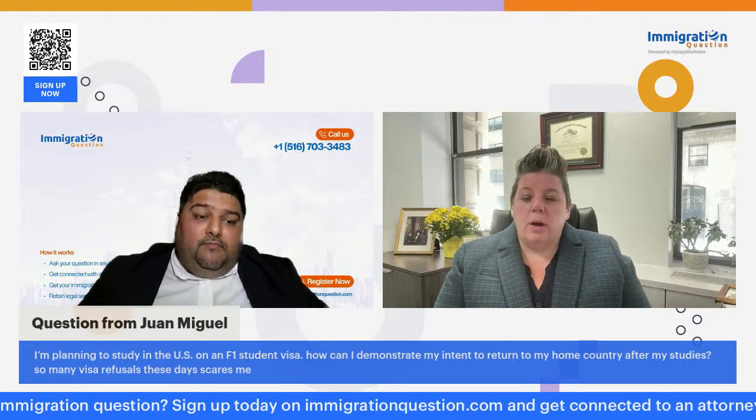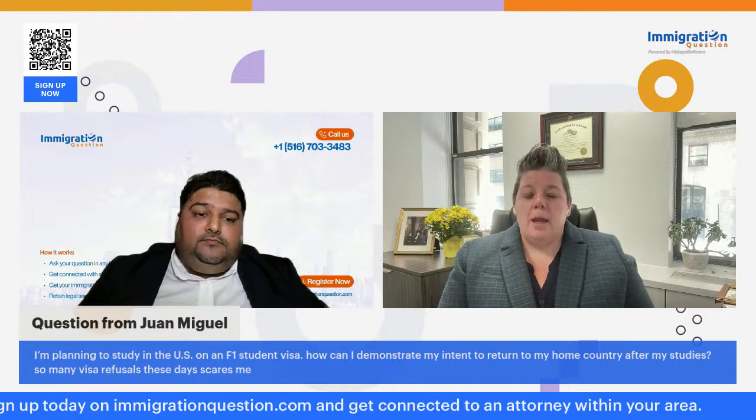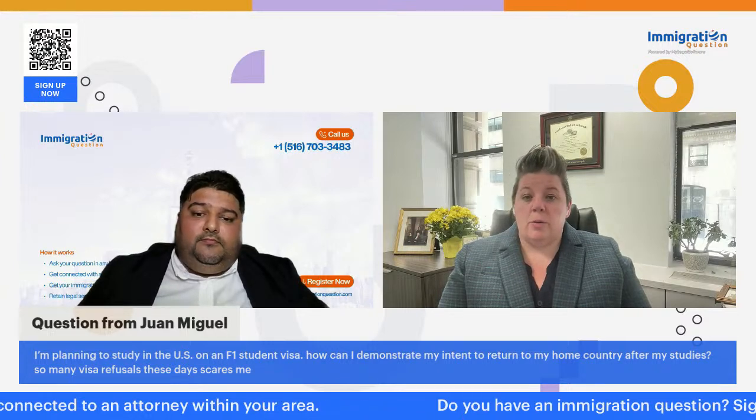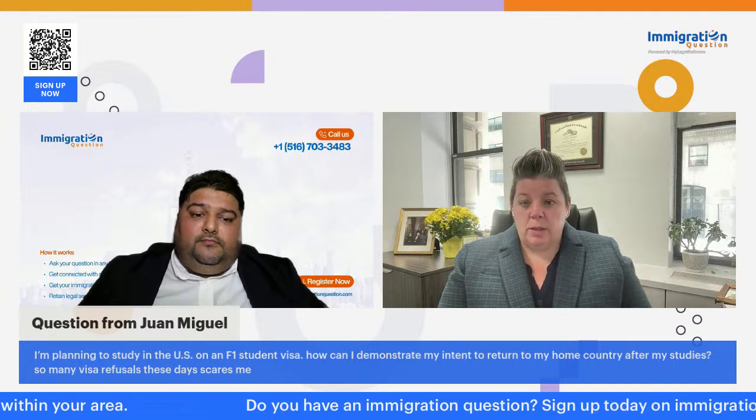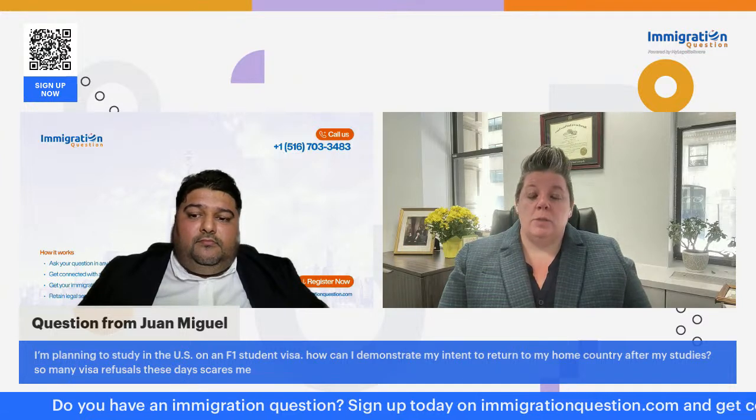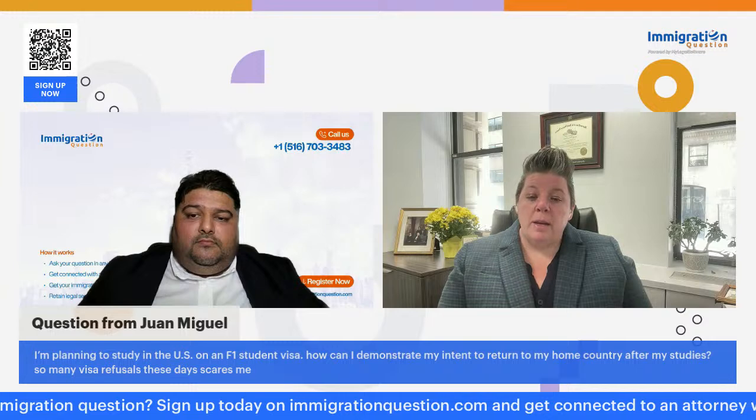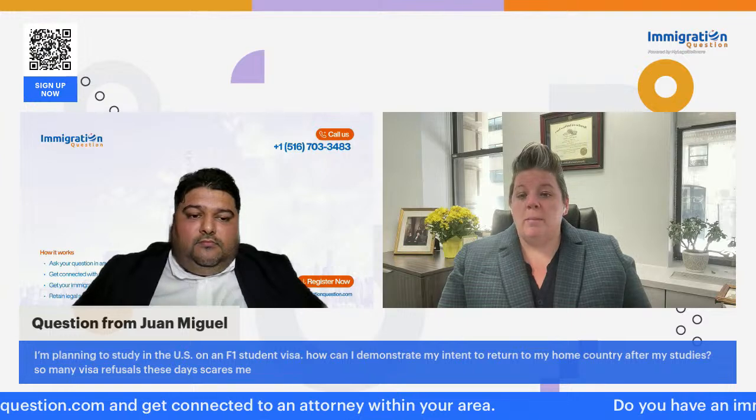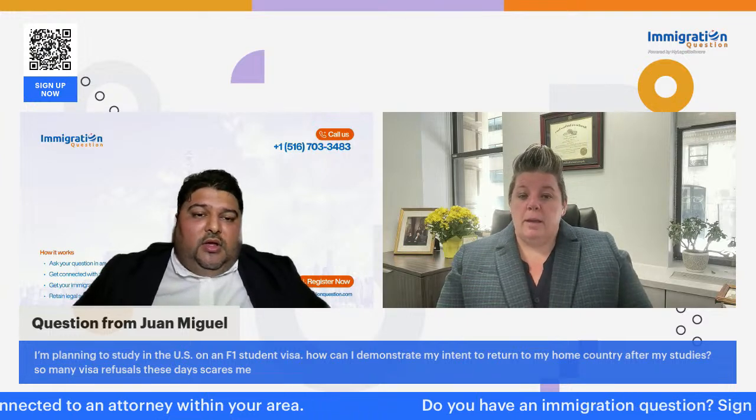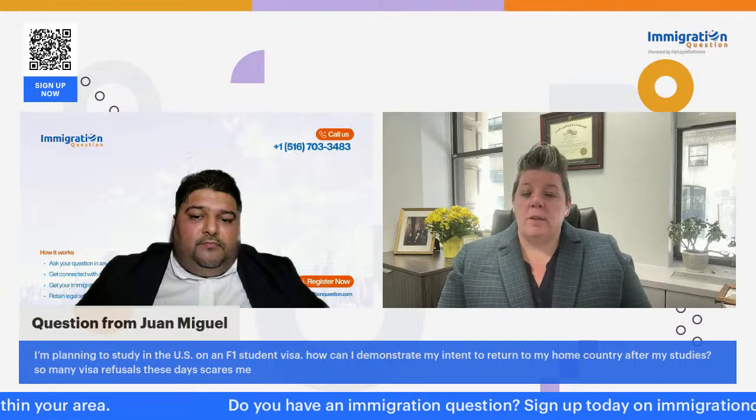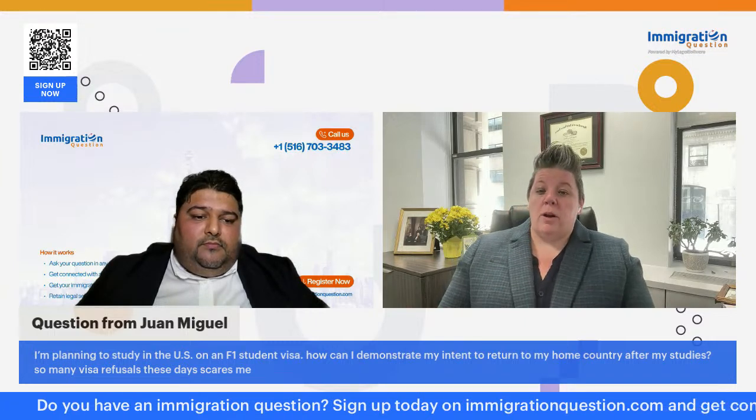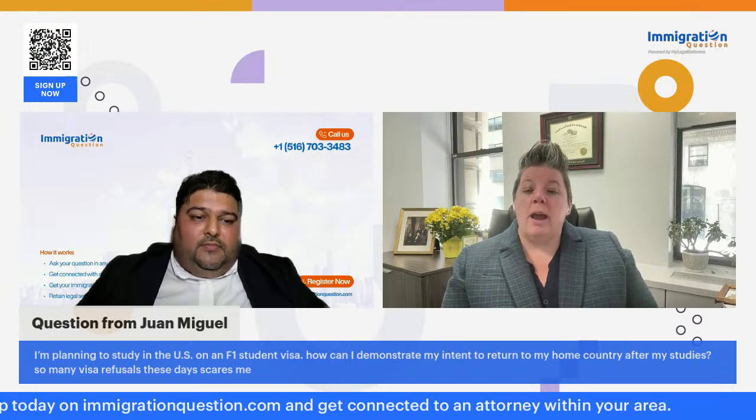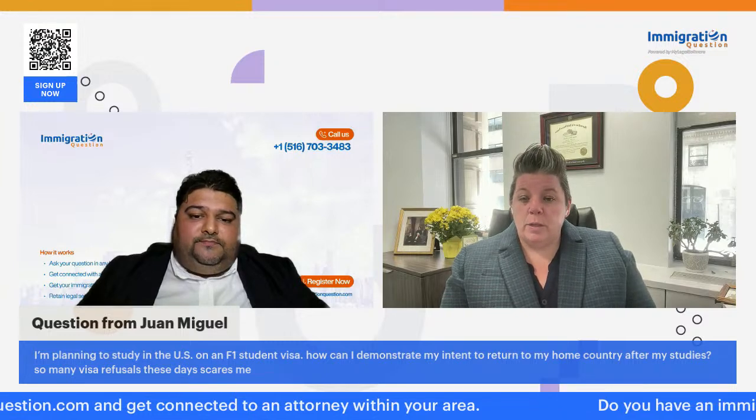It is scary. One of the best things you can do is if you have any ties to your home country, like if you own property or you have bank accounts, have those documents with you. If you have family ties, that also helps. If you're going, for example, to a master's program and you're currently employed by a company and they're encouraging you to do this, always have a letter from that employer saying he works for us, we really want him to get this master's degree, and we're planning to bring him back on after he finishes his degree. That can help too.